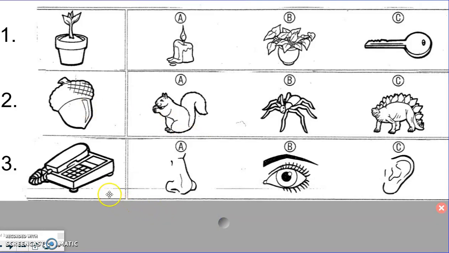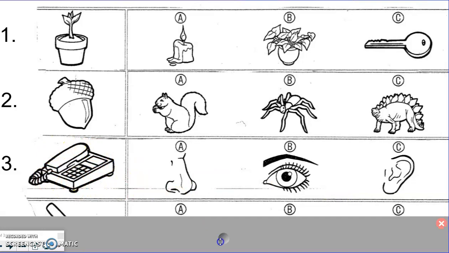All right, look at this one. Here we have a phone. Look at our three answer choices. We have a nose, an eye, and an ear. Let's decide which answer choice goes together with the phone. Show me a 1 for A, a 2 for B, or a 3 for C. All right, the correct answer is 3, or C, which is the ear. You use your ear to hear what's being spoken on the phone.